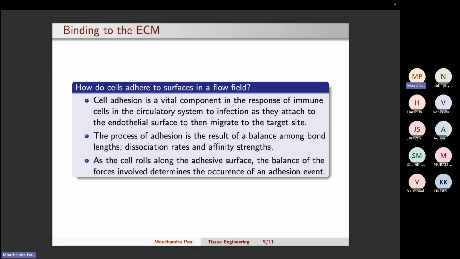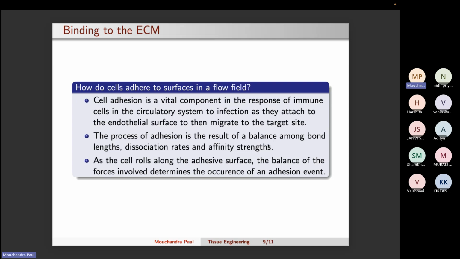So the endothelium lining is the surface on which they adhere. First, they adhere to the endothelium lining, and the endothelium then helps them to migrate to the site where there is some infection going on, where they have been summoned by the resident cells to tackle the foreign agent. The process of adhesion in this kind of case is the result of a balance among the bond lengths, the dissociation rates, and the affinity strengths. I hope you will be able to understand these three terms now, because we have already seen some expressions where we discussed what dissociation rate is.